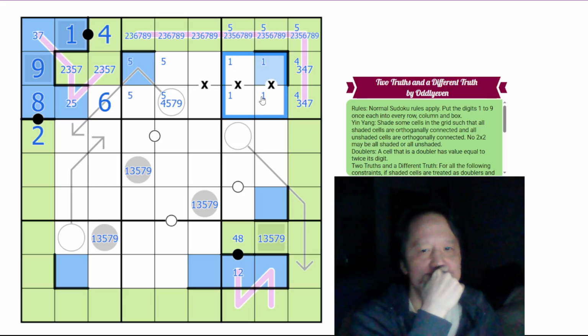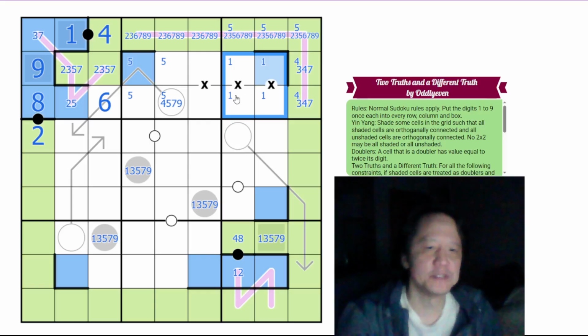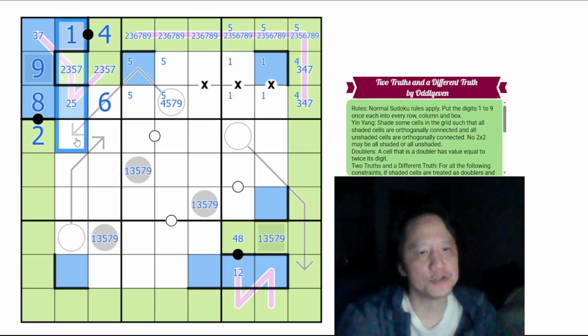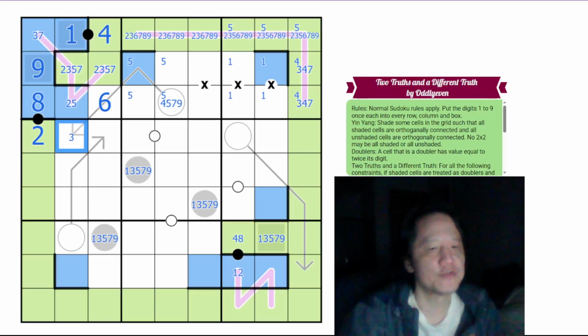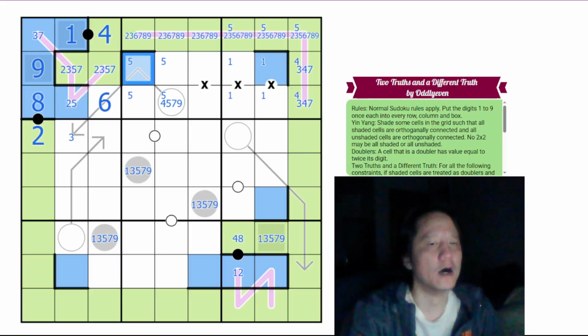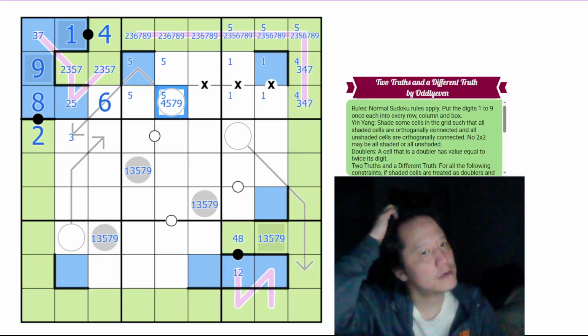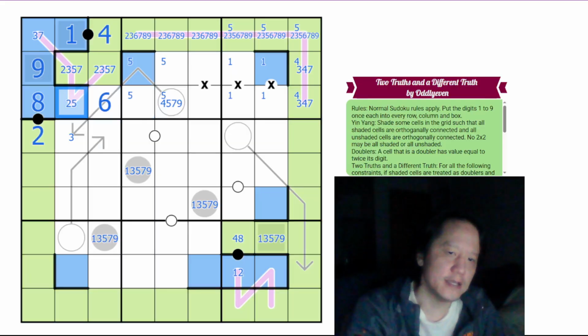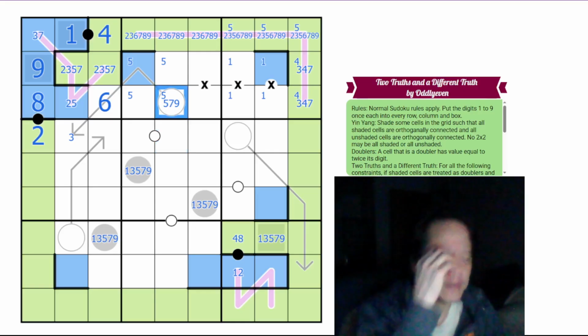What else do we have? Oh, wait. This is at minimum... It cannot be 1 or 2. It has to be at minimum 3. Oh, so this has to be a doubled. This is at least 6, 3, and 1. That means this cannot be 4. It's 5, 7, or 9.